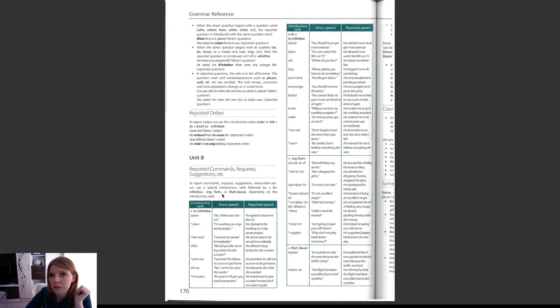Итак, давайте посмотрим на первую группу глаголов, которые после себя требуют инфинитива. Agree – соглашаться, claim – выражать требования, заявлять, demand – тоже требовать, offer – предлагать, promise – обещать, refuse – отказывать, threaten – угрожать.